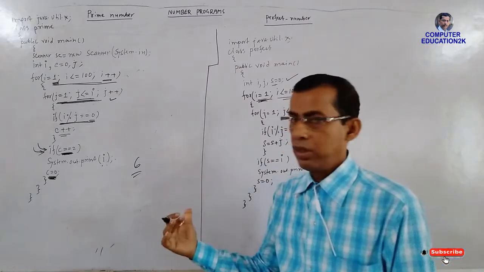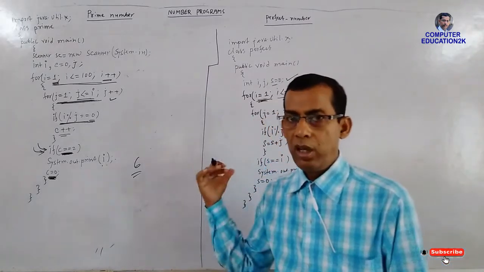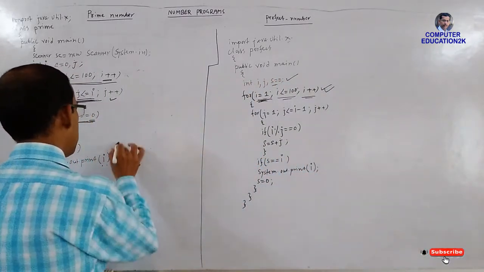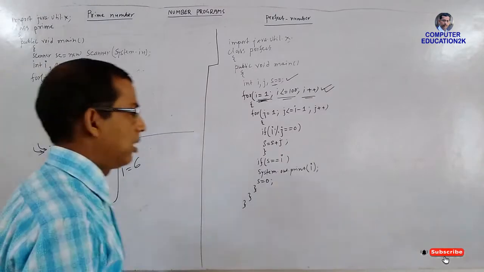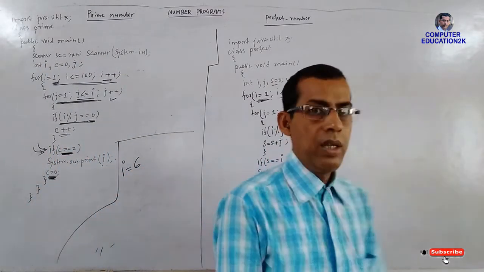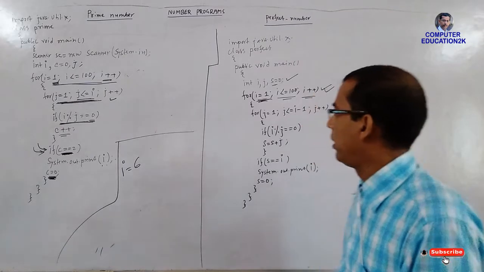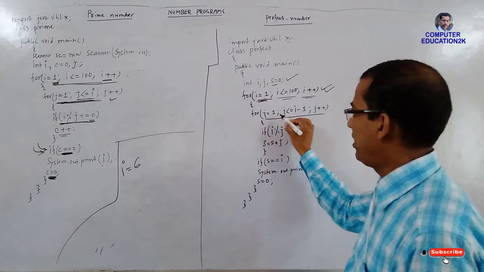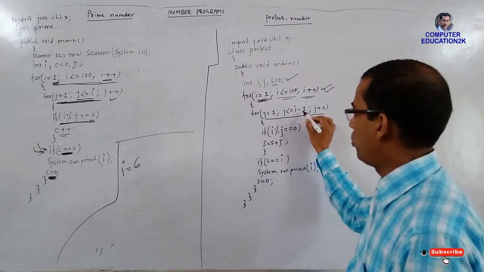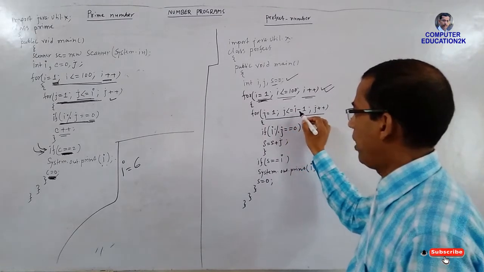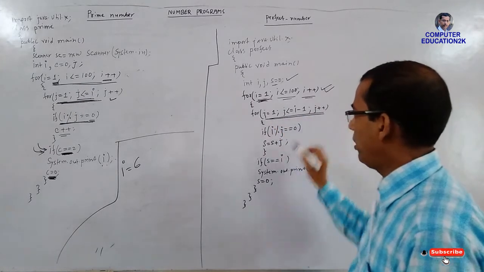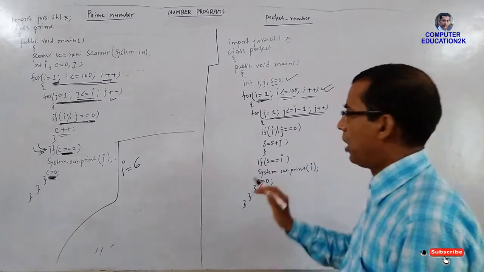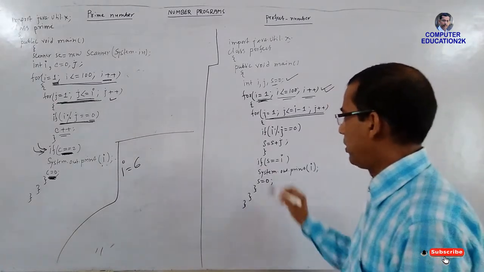When i will be 6, I am just showing you how the program will run. Suppose i is 6. Now j will be what? j will be 1 to 5 because I have written here j equals 1, j less than or equal to i minus 1, j plus plus. 6 minus 1 is 5, so this loop will run 5 times. j will be 1, 2, 3, 4, 5, and i is 6.